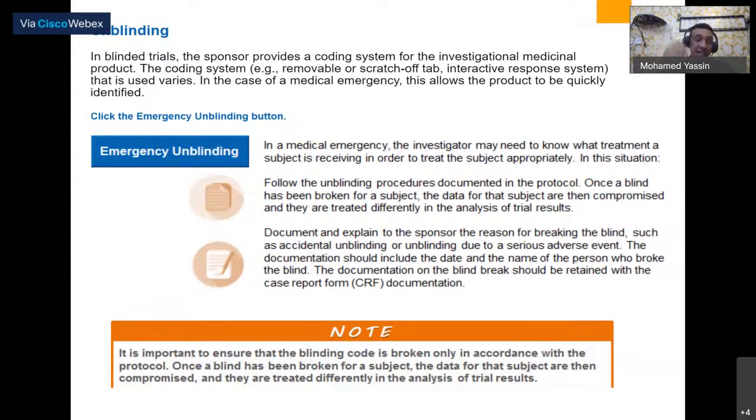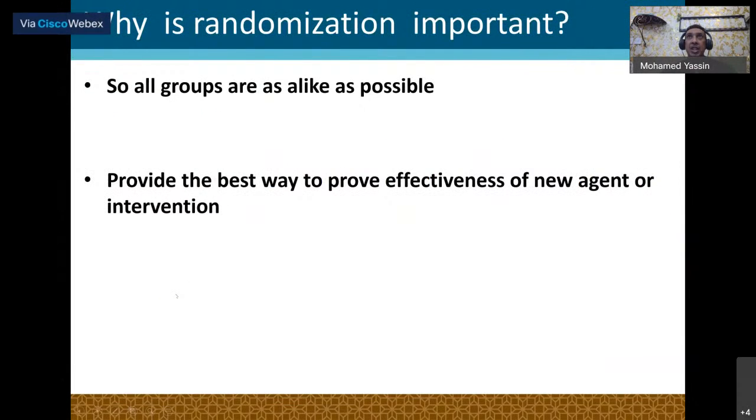Yes, emergency unblinding of the medications is allowed in the setting of clinical trials, but it has specific regulations and a specific way of documentation. This is what is called emergency unblinding. It means there is a process to reveal the identity of the investigational product if an emergency happens to the patients. Because in the beginning of this lecture, we said safety and efficacy. So safety always comes first.